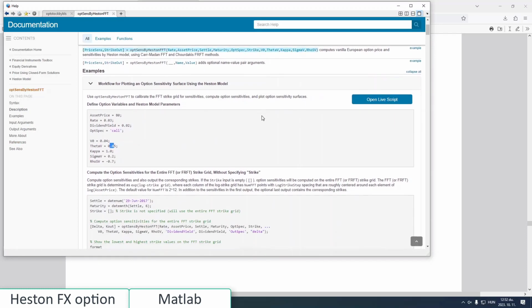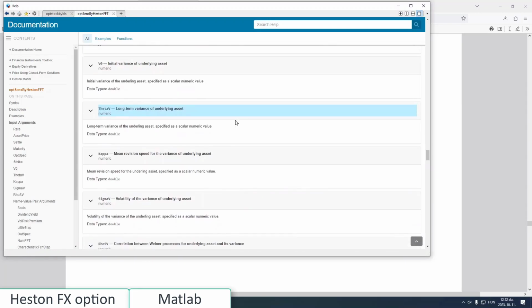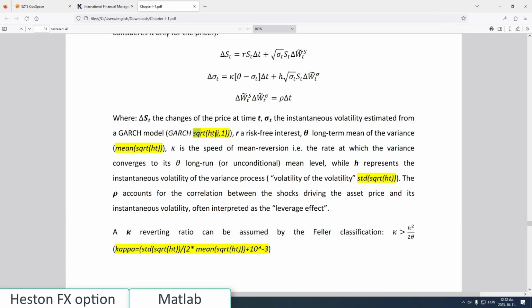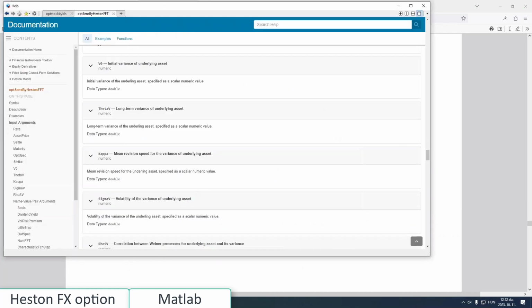Okay, what is theta? Oh, nice. Initial variance of underlying asset. So this is this one. So the H2 last known value.